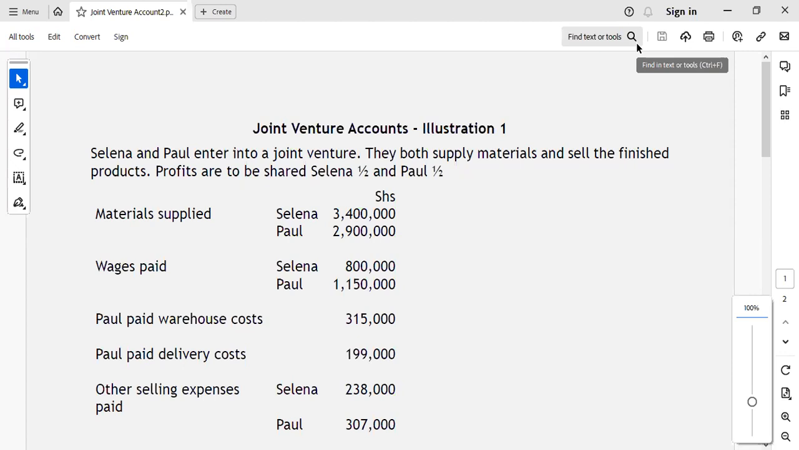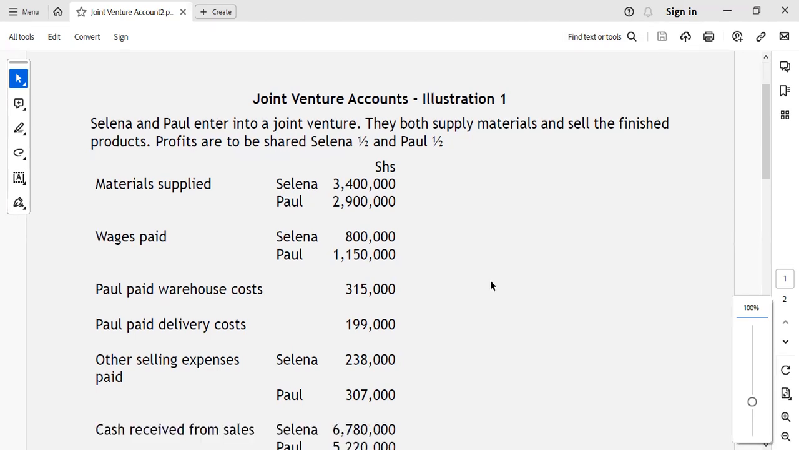Materials supplied, Selena 3.4 million, Paul 2.9 million. Wages paid, Selena 800,000, Paul 1,150,000. Paul paid warehouse costs 315,000. Paul paid delivery costs 199,000. Other selling expenses paid, Selena 238,000, Paul 307,000.